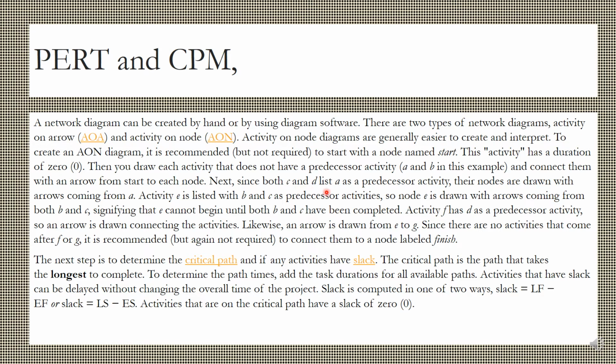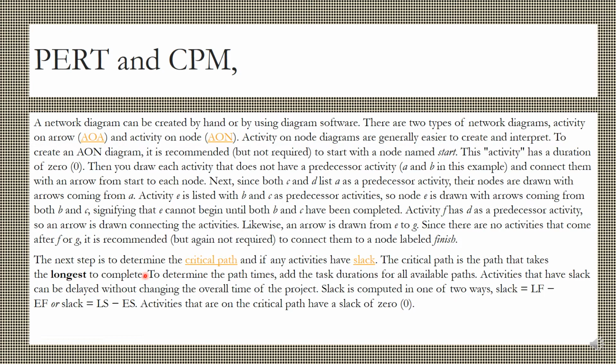Next, since both C and D list A as a predecessor activity, their nodes are drawn with arrows coming from A. Activity E is listed with B and C as predecessor activities, so node E is drawn with arrows coming from both B and C, signifying that E cannot begin until both B and C have completed. Activity F has D as a predecessor activity, so an arrow is drawn connecting the activities. Likewise, an arrow is drawn from E to G. Since there are no activities that come after F or G, it is recommended to connect them to the node labeled finish.